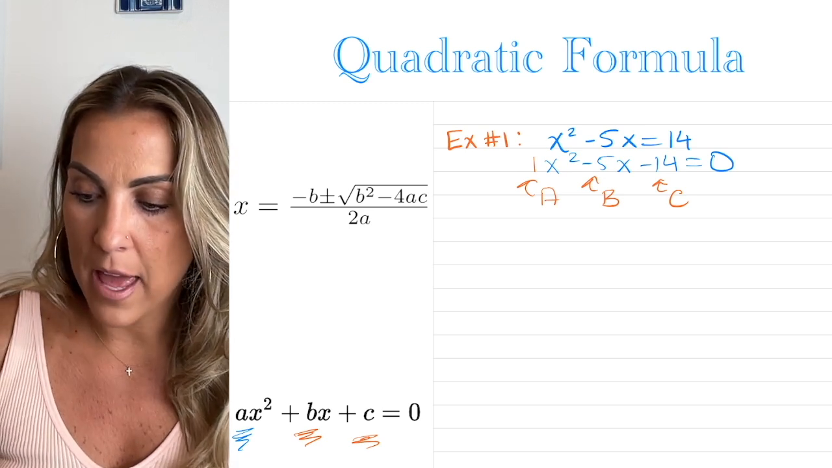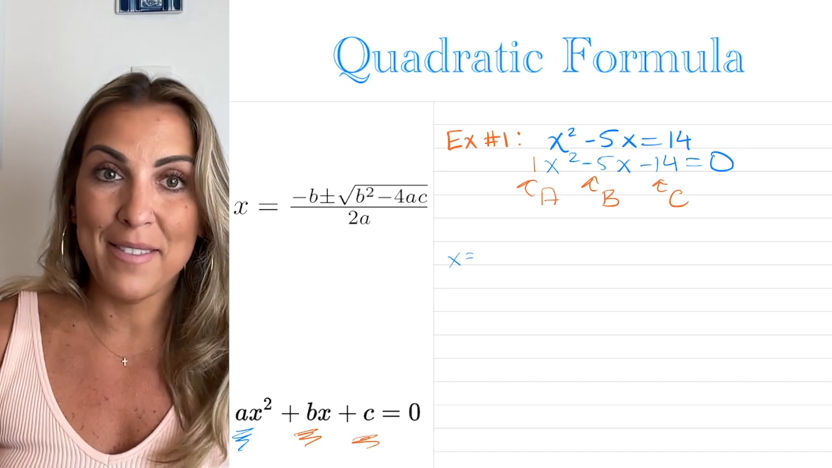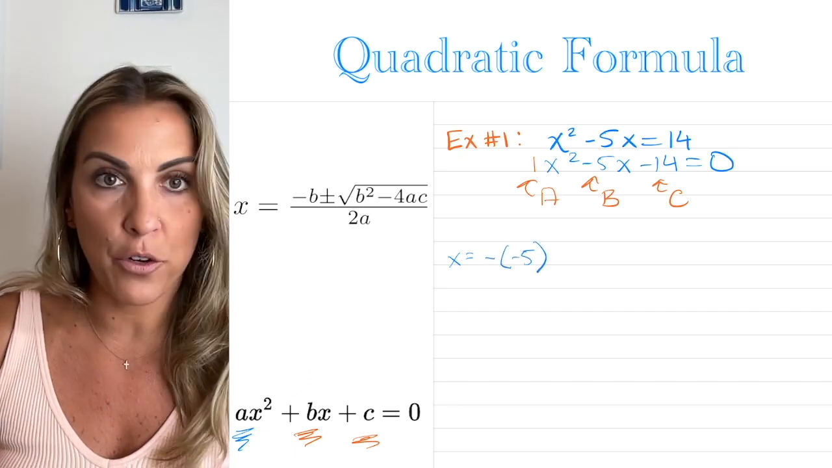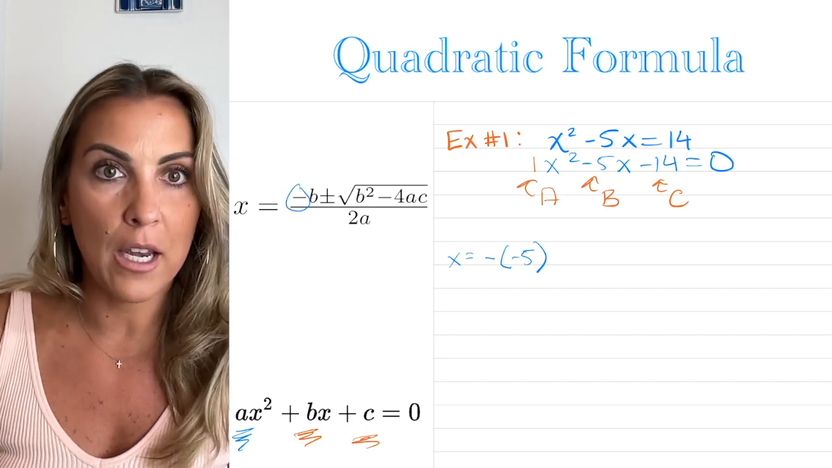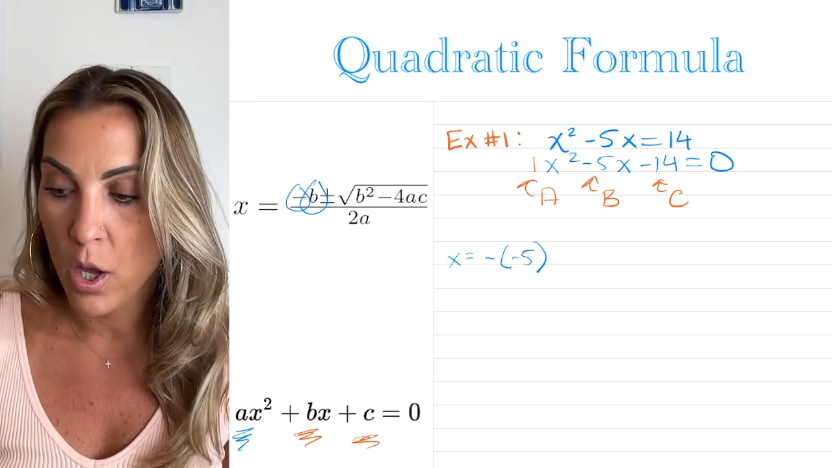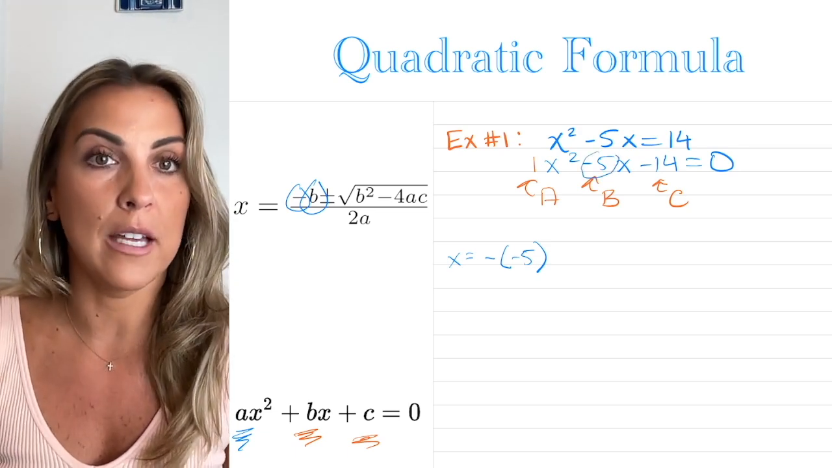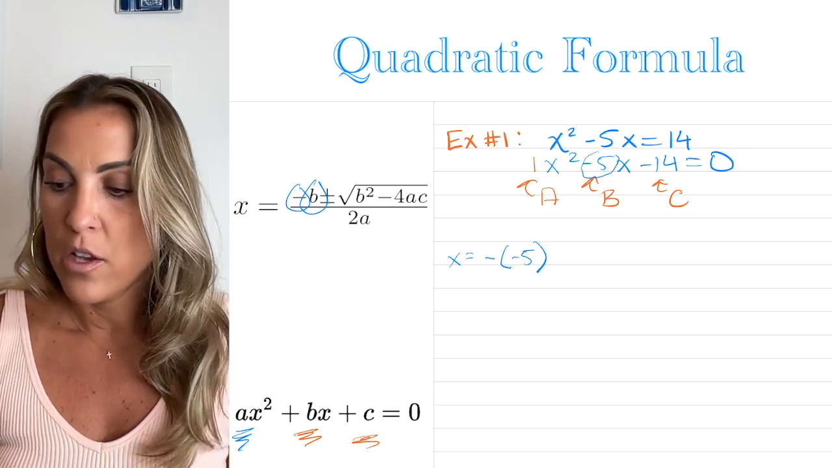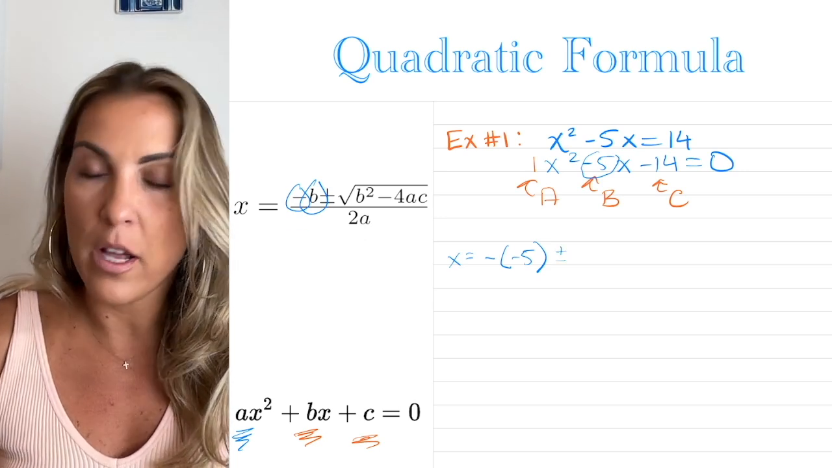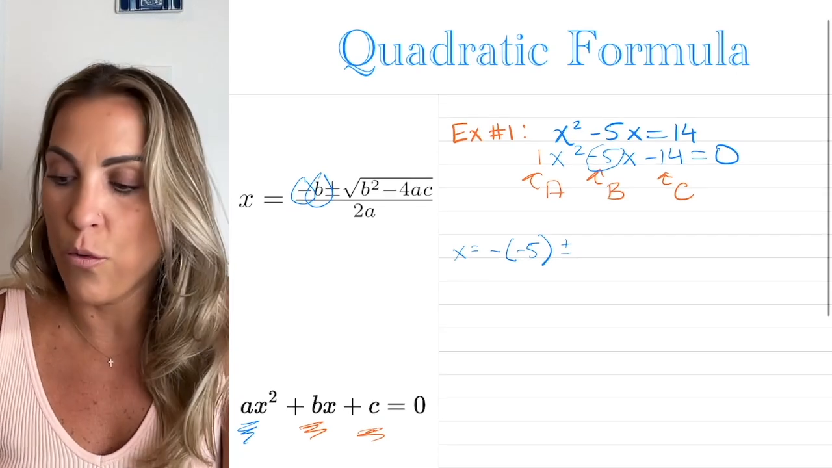I'm going to write down x equals -b. So -5, right? My first negative sign came from the negative that's in the formula, and the -5 came from replacing that b with the value of b that we identified in our equation. All right, so I have -5 plus or minus. If you're not sure what that plus minus means, I will go over it in a little bit.